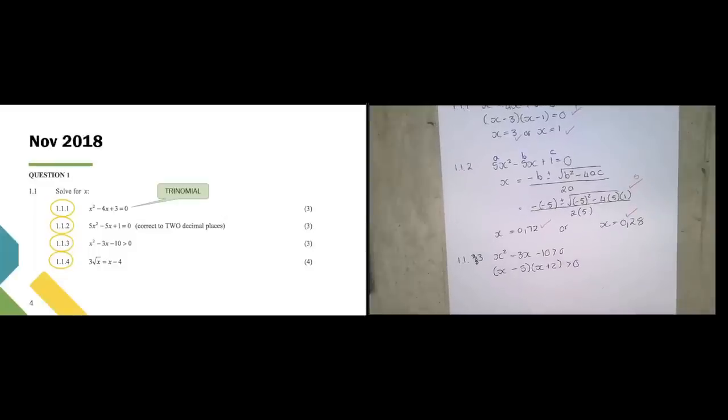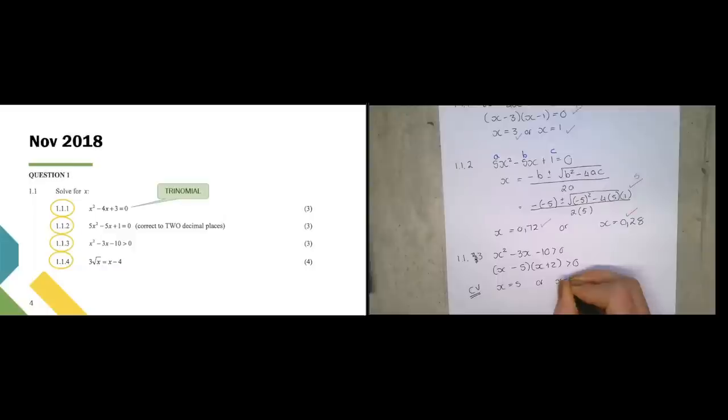Now, grade 12, this is very important. Please write down your critical values. With an inequality, we have to write down our critical values. Remember, if I had to do a visual representation, this would have been a parabola. So where would my x-intercepts of my parabola have been? It would have been at x equals 5 or at x equals negative 2.